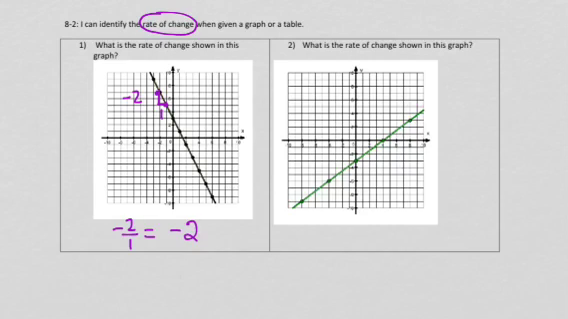For number 2, I'm going to choose 2 points here and here. I'm going to find the rise, which is 3, and the run, which is 4. So the slope is 3 over 4, and that is already simplified.